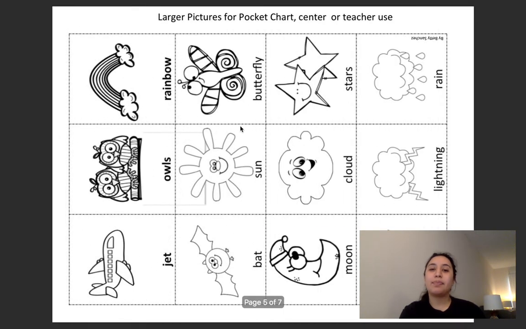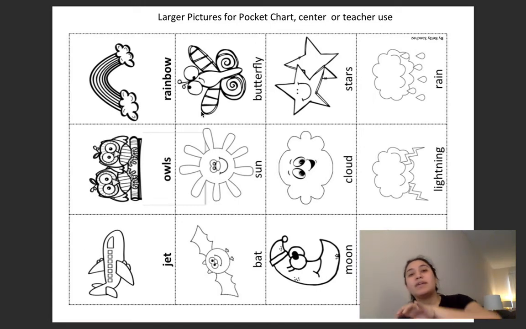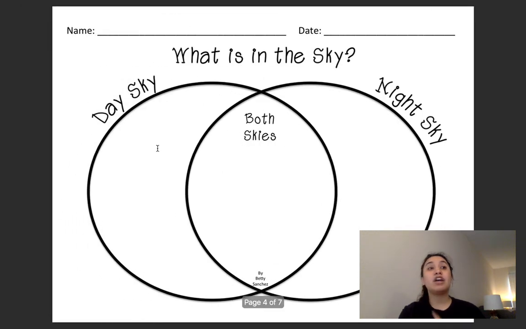So if I say butterflies, where do you see butterflies? Do you see butterflies in the daytime or in the nighttime? When do I see butterflies? The daytime. So what I would do is I would take that butterfly, I would either cut it or I would make my own picture of a butterfly, and I would put it on the left side with the day sky. I would not put it in the middle with both skies because there's no butterflies at night, and I would not put it at the night sky because, again, there's no butterflies at night.